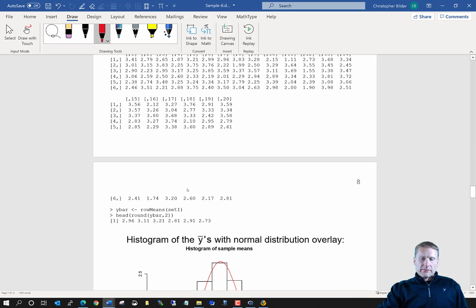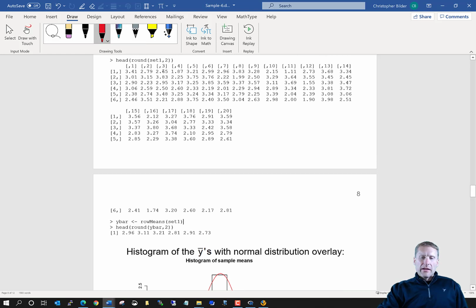So with that then, what I like to do is take the mean of the first row, take the mean of the second row, and so on. A quick way to do that in R is to use a function called rowMeans. So if I say rowMeans and then set 1, that's where I have all this information stored. What I have here now in Y bar are 1,000 different sample means. If I look at the first 6 of them using the head function, we see the first sample mean is 2.96, the next one's 3.11, the next one's 3.21, and so on.